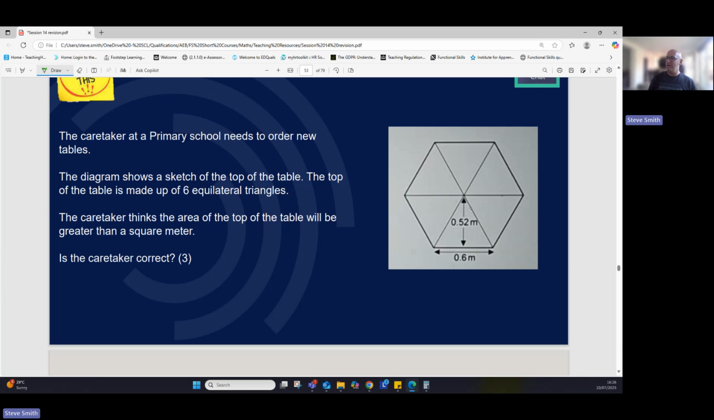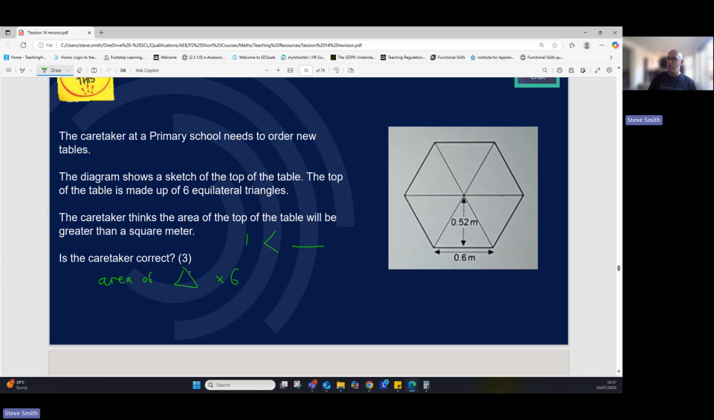Okay, so we've got 6. We're never going to get to octagons or more. They generally stick at hexagons. We've got a hexagon. The caretaker at primary school needs to order new tables. The diagram shows a sketch of the top of a table. The top of the table is made of 6 equilateral triangles. The caretaker thinks the area of the total table will be greater than 1 square meter. So he thinks it's going to be bigger than 1 square meter. Is he correct? For this question, it's an area of a triangle times by 1, 2, 3, 4, 5, 6.